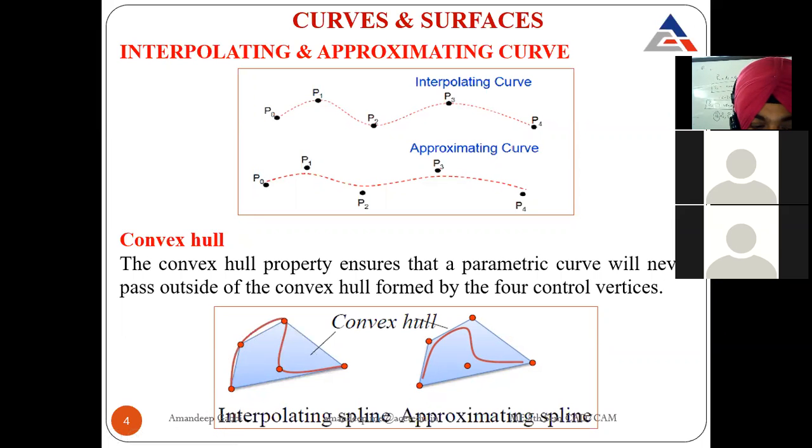And this is an interpolating line, the left hand side, as the curve is passing through all the dots. And the second one is an approximating line, in which the dots are outside but the curve is inside and it is not touching any of the dots. So this is convex hull.